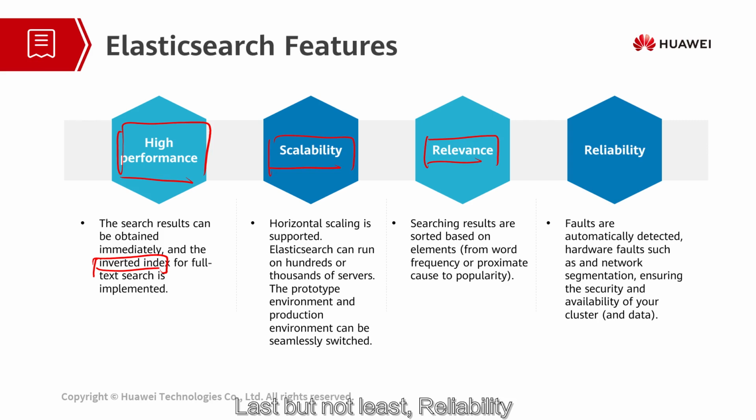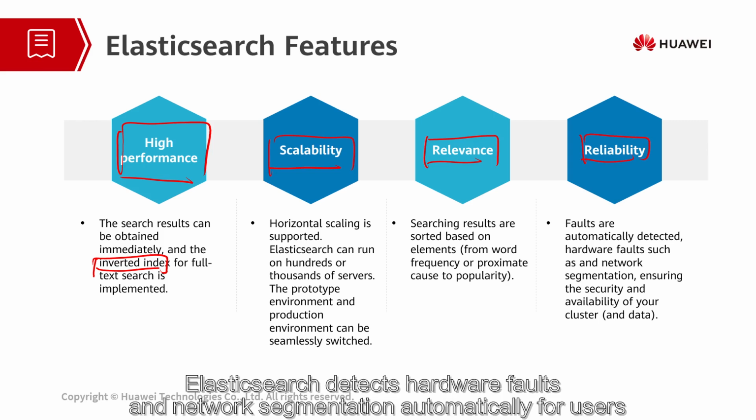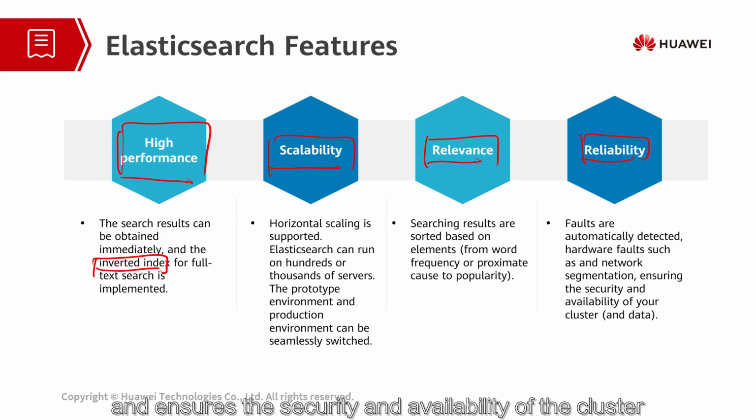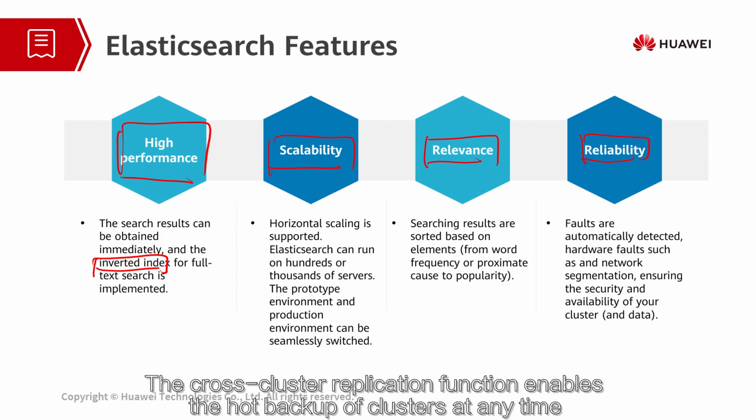Last but not least, reliability. Elasticsearch detects hardware faults and network segmentation automatically for users and ensures the security and availability of the cluster. The cross-cluster replication function enables the hot backup of clusters at any time.